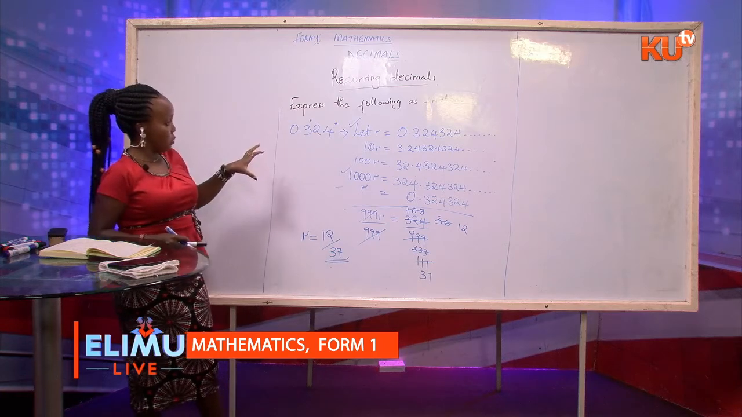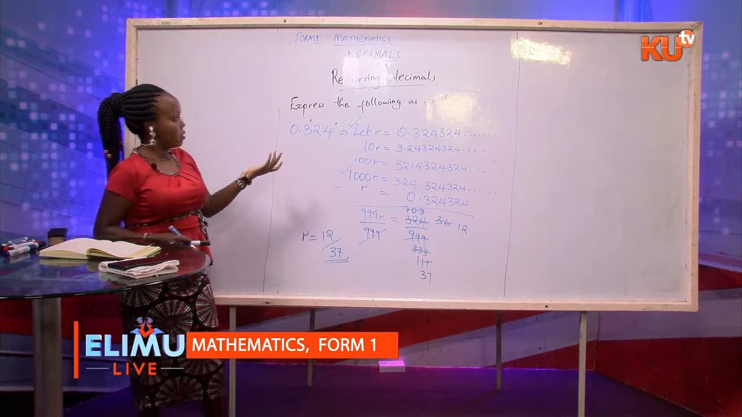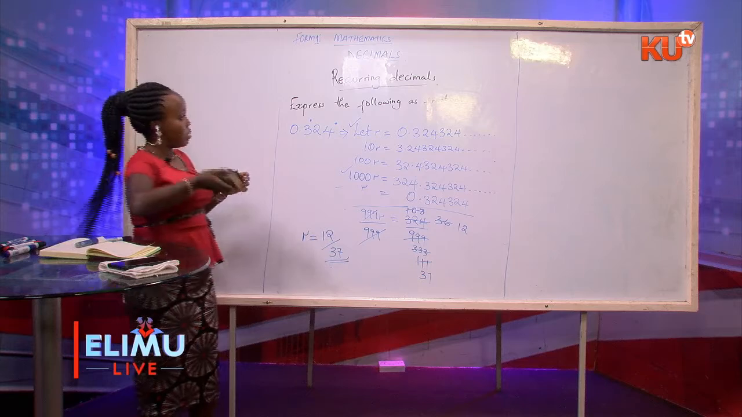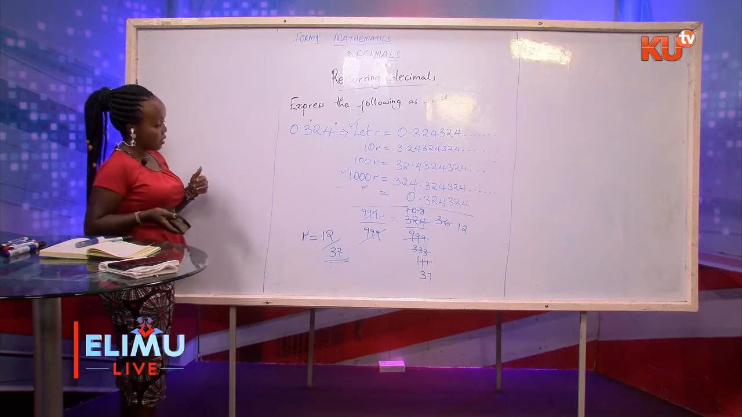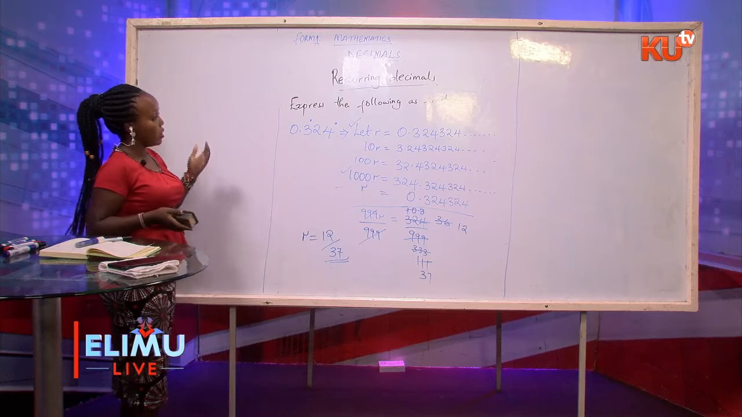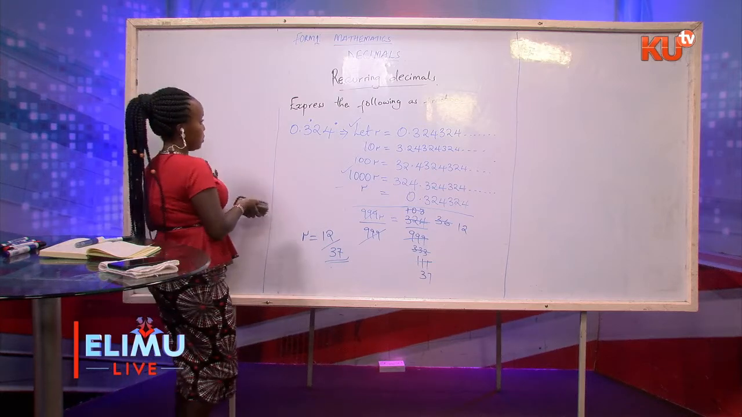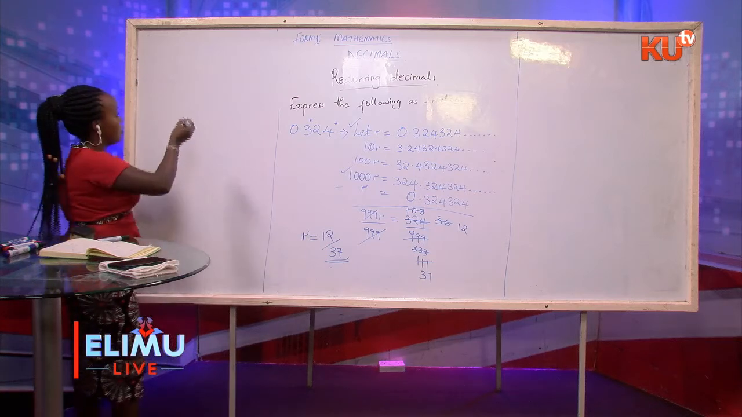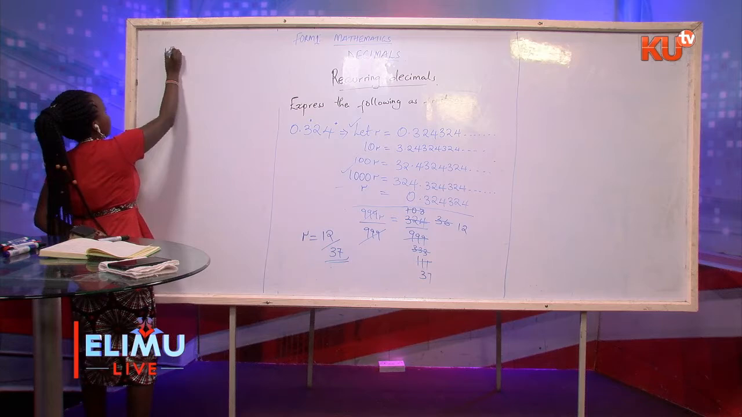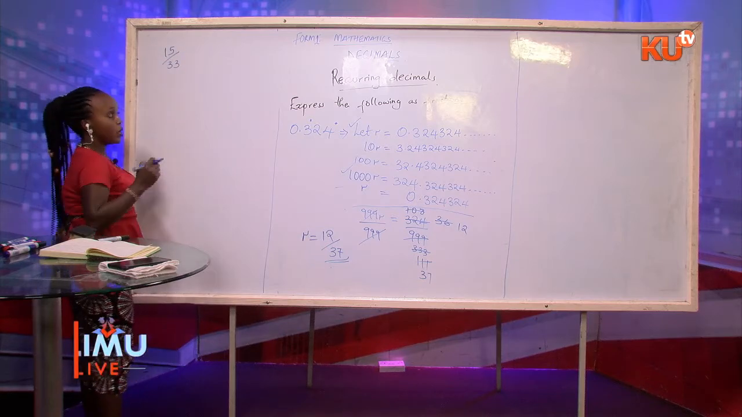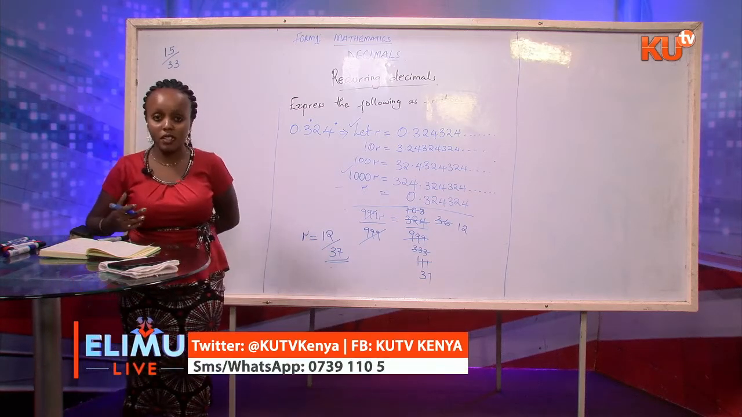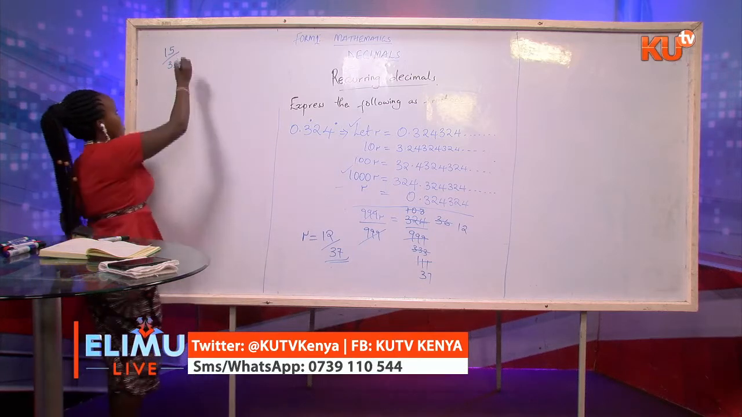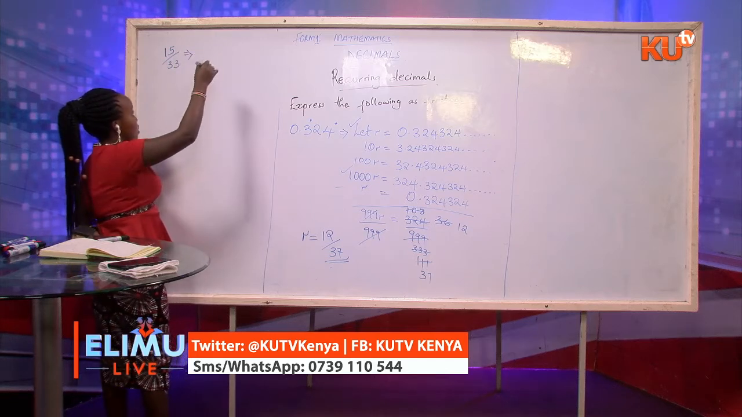So that is how we convert recurring decimals into fractions. Let us see if we can identify, given a fraction, how you can tell if that fraction is a recurring decimal. Maybe we look at a fraction like 15 over 33. You've been told to identify whether that fraction is a recurring decimal, and if it is, you write it correctly the way it is supposed to be written. So for 15 over 33, we are going to use the long division method.